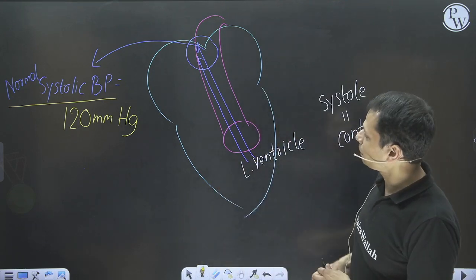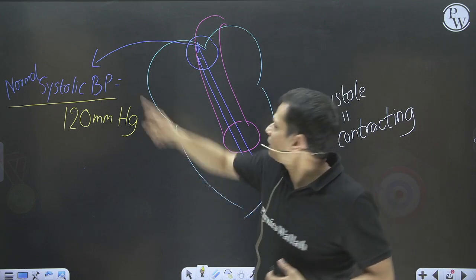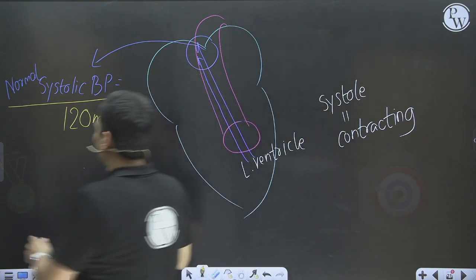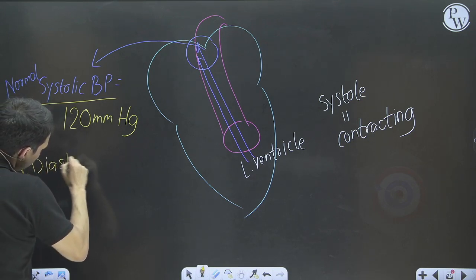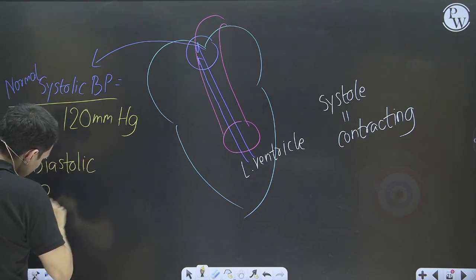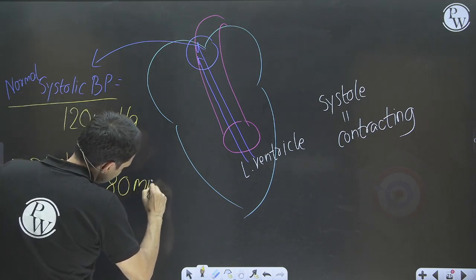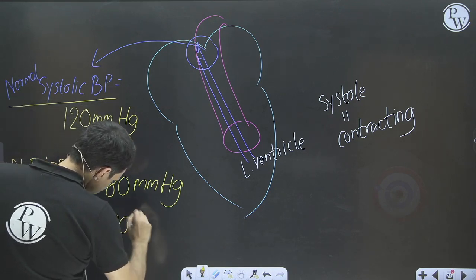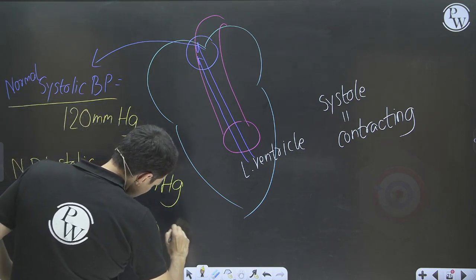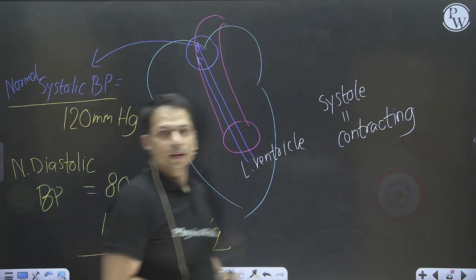That's called the systolic blood pressure. Now, when the heart is relaxing, the pressure which is felt in the wall of the aorta is called the diastolic. So we have normal diastolic BP, or blood pressure, of 80 millimeters of mercury, right? So we write it as 120 by 80 mm Hg, which means mercury. That is the normal blood pressure.